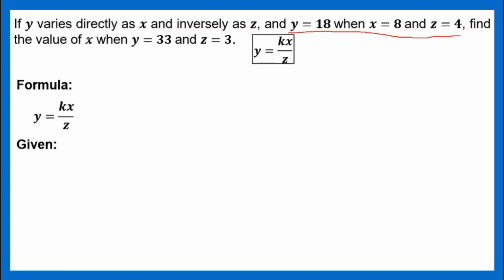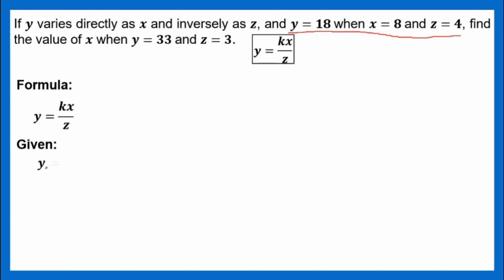Tama? So, wala yung x, wala yung k, tapos dalawa lang yung given. Hindi natin siya masasolve. Kaya kailangan natin ng tulong nito. Yung y is 18, x is 8, z is 4. Kasi using this one, doon natin makukuha yung value ng k na kailangan natin para masolve yung x. So, ganun po yan. So, always look for k kapag ganitong type of question.